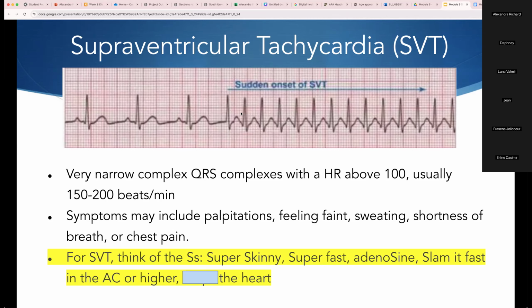Okay. All right. And it stops the heart. So do you want your patient standing up when you give them adenosine? No, they need to be laying down. Okay, very good.